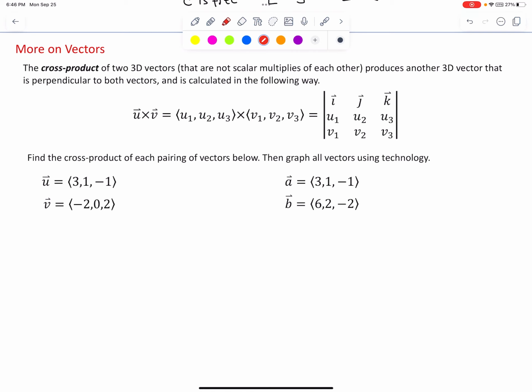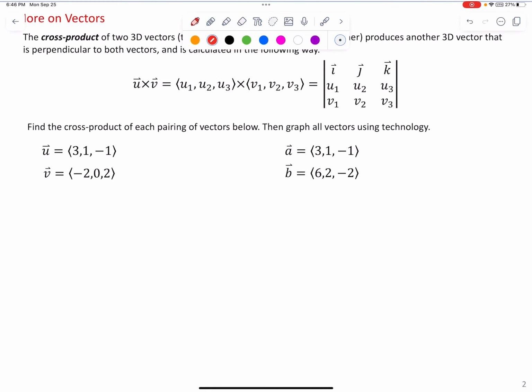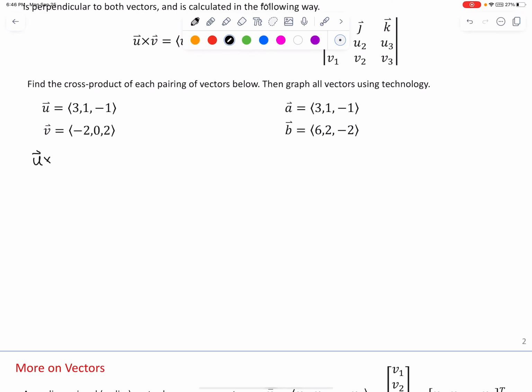And then notice that we have these absolute value bars. That means we calculate the determinant of this 3 by 3 matrix. Let's go ahead and do this for the following pairings. So here's the vectors u and v. Notice these are the same two vectors from the previous page. We're going to see what the cross product produces for us. So u cross v will be equal to the determinant. I'm going to put vector i, vector j, and vector k in the first row, then the components of vector u, and then the components of vector v.